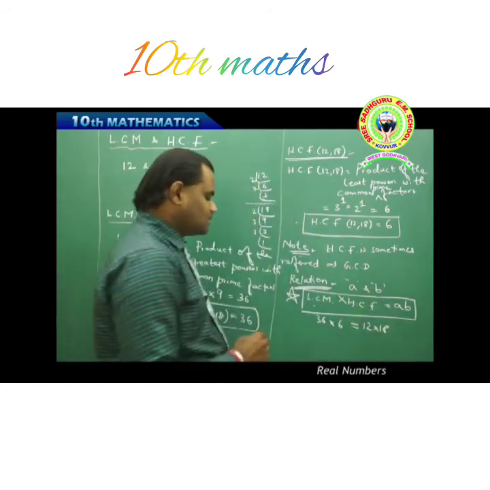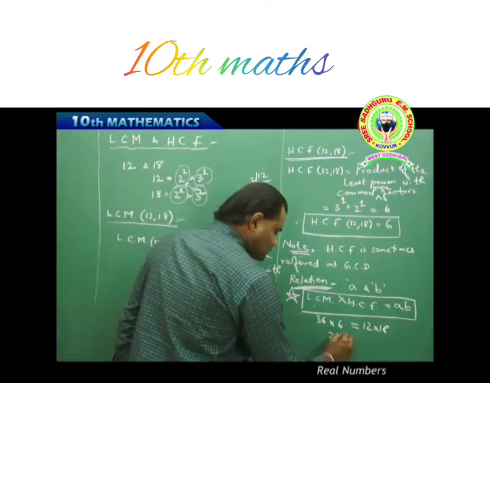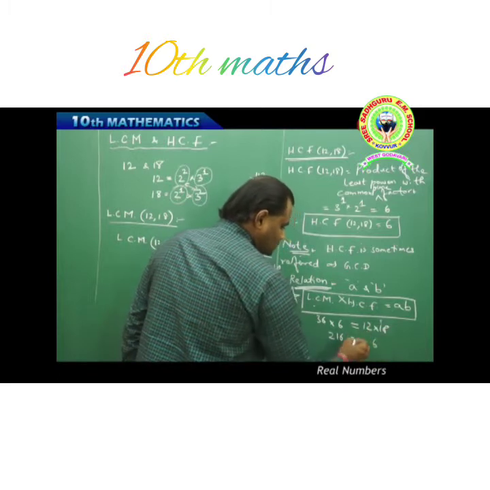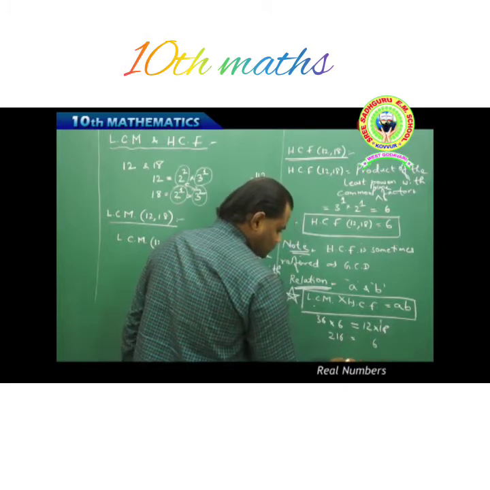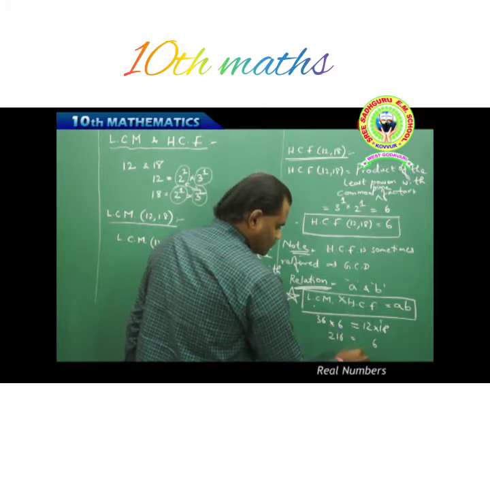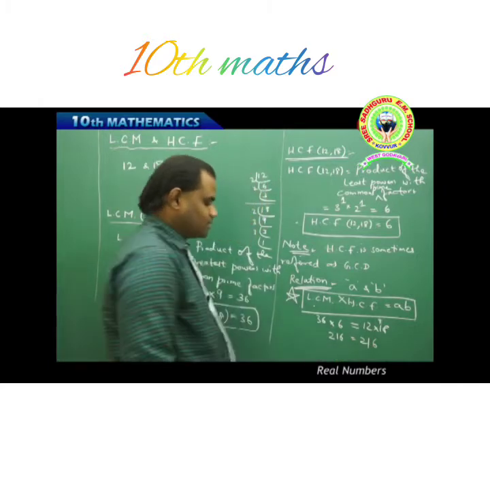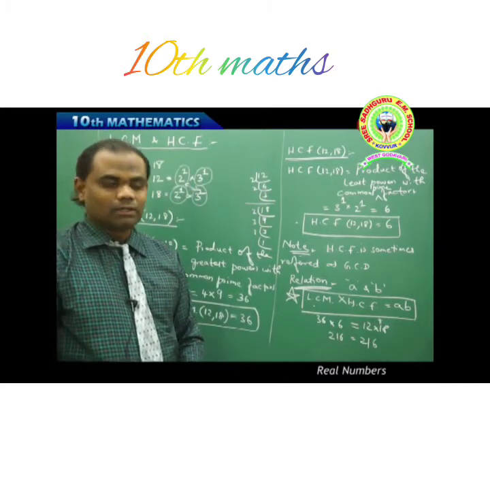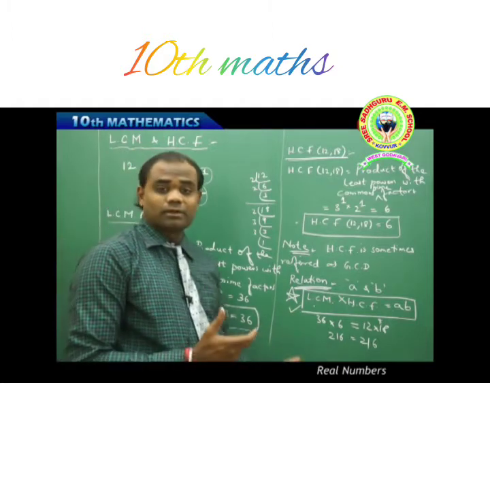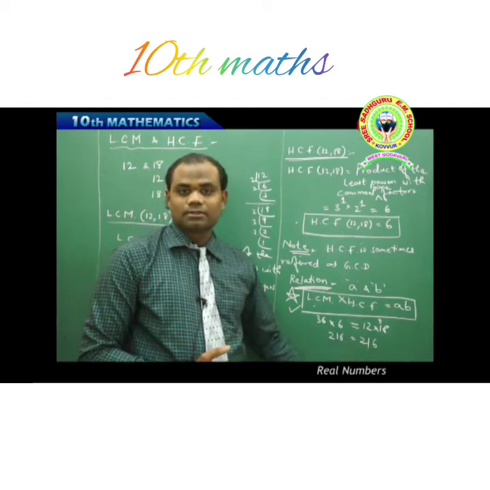I clearly see that 36 multiplied by 6 is 216, and 12 times 18: 12 eights are 96, 12 ones are 12, giving 216, which is clearly true. Therefore, this theorem, this formula holds true for any two numbers taken into consideration, and this supports the statement.